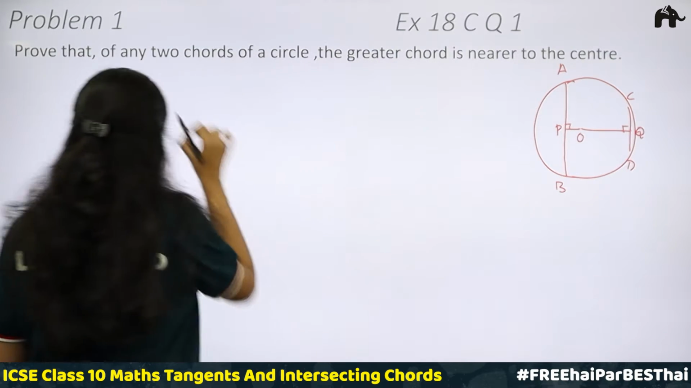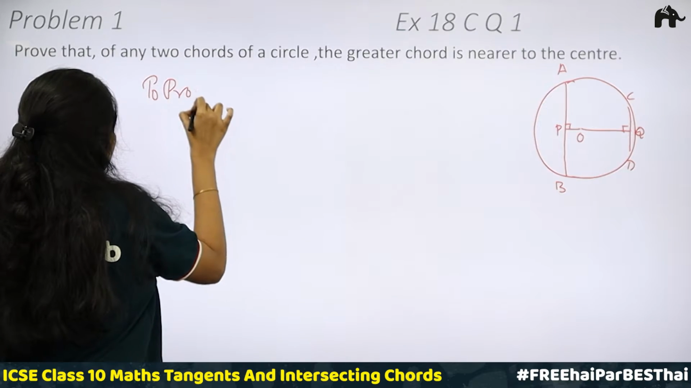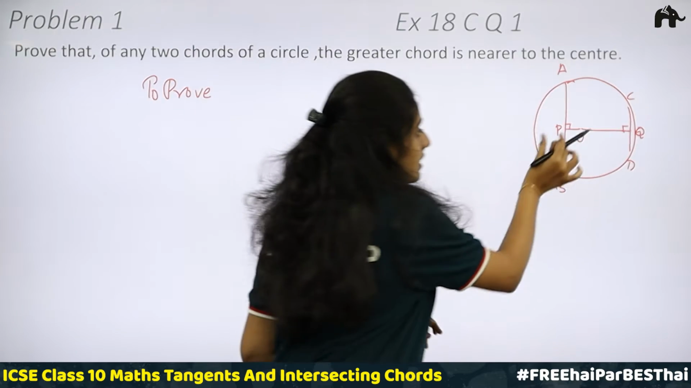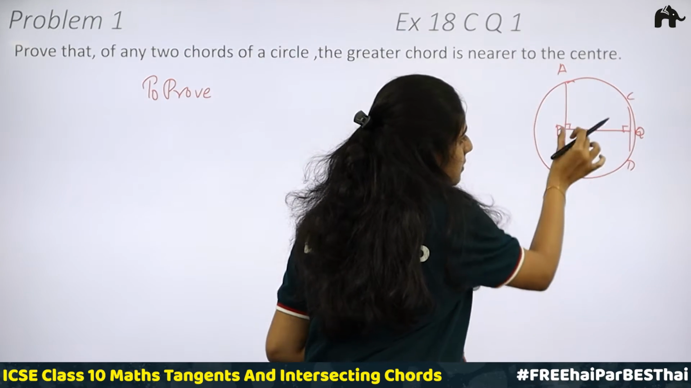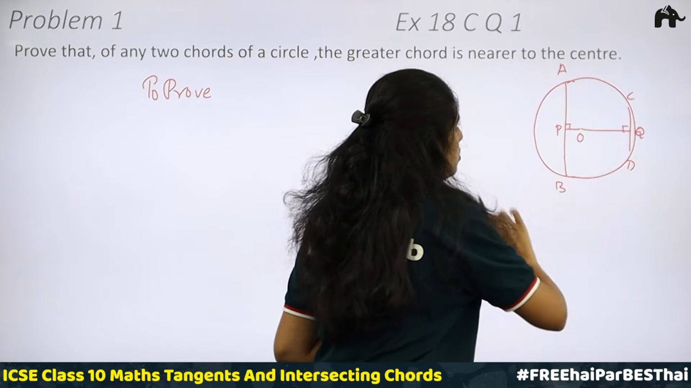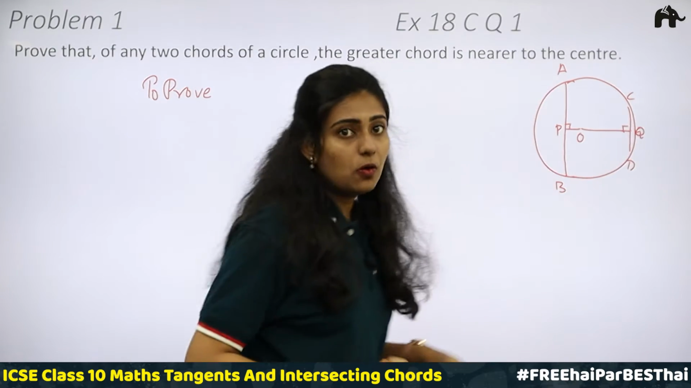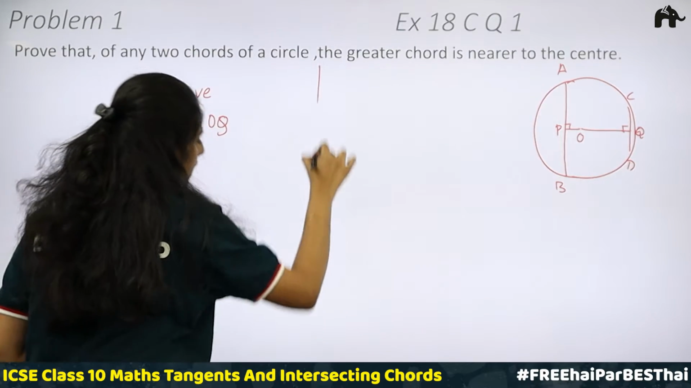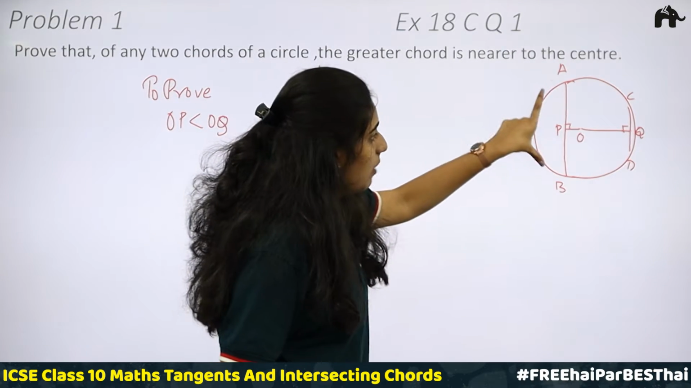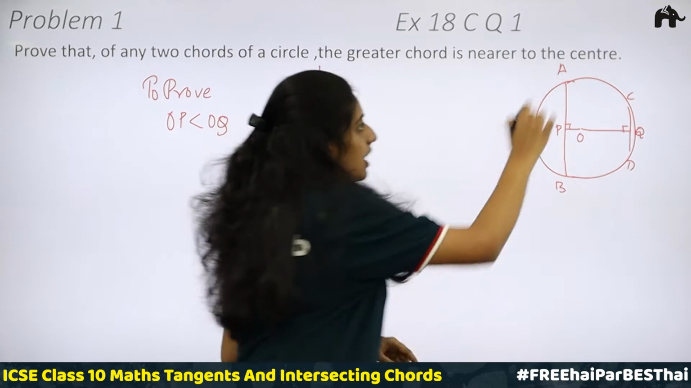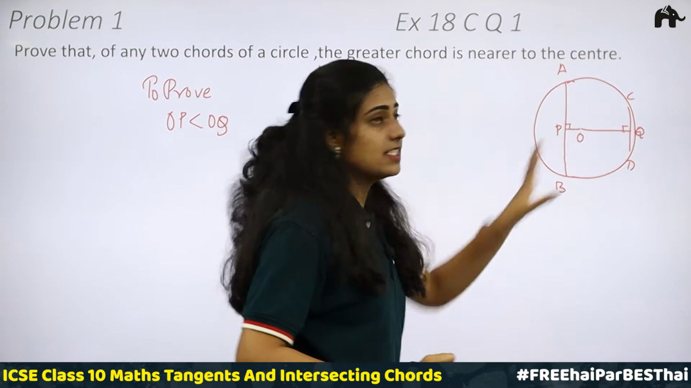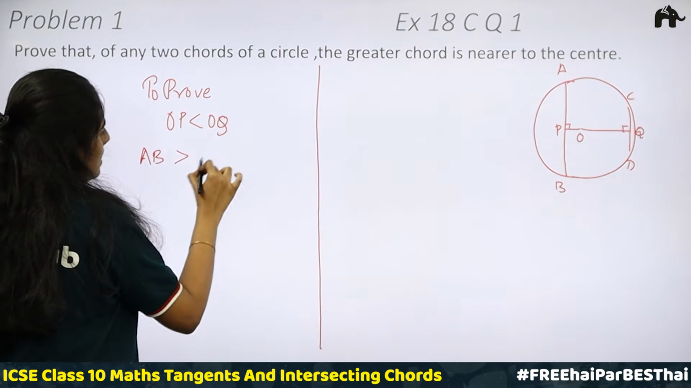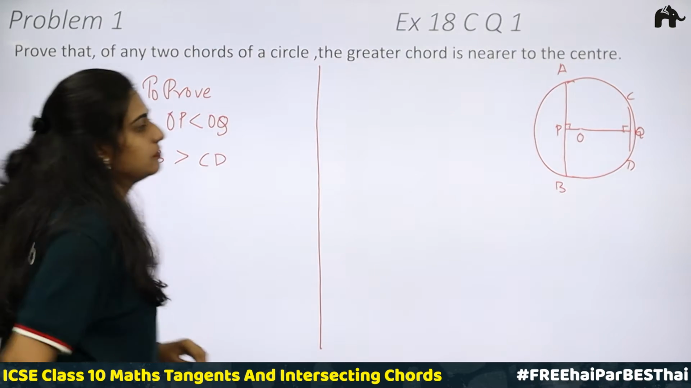What we have to prove? To prove the greater chord is nearer to the center, that is this distance. This is the distance of the chord from the center, the perpendicular distance. We have to show that OP is less than OQ. Here we have AB greater than CD. What is the reason? AB is the bigger chord that we have taken and CD is the smaller chord.